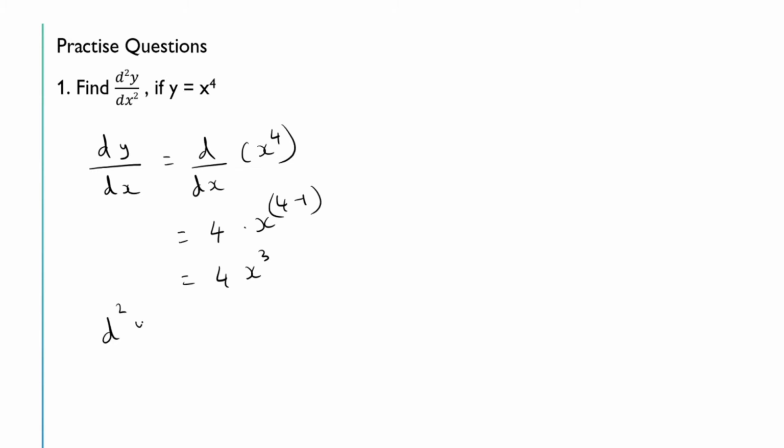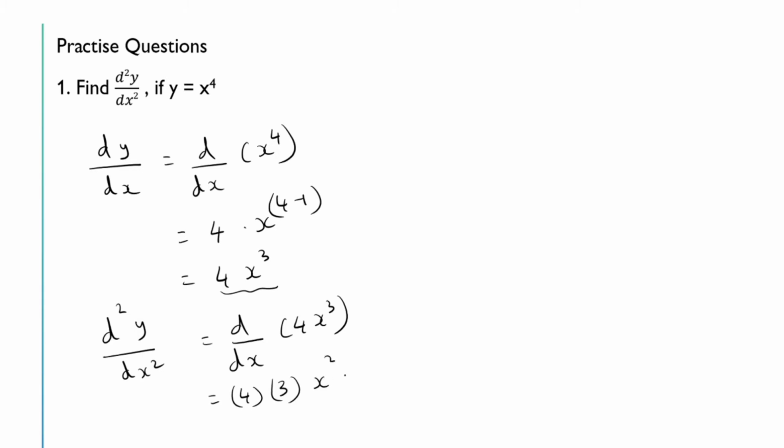So d square y by dx square will be the derivative of this function. So it is d by dx of 4x cube. So this is equal to 4 into d by dx of x cube is 3x square. So this is equal to 12x square.